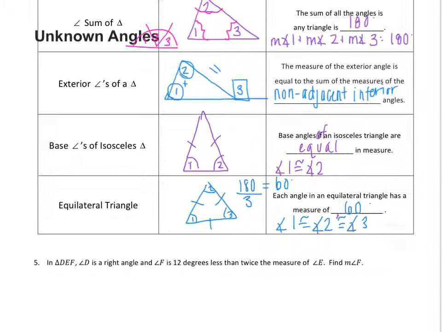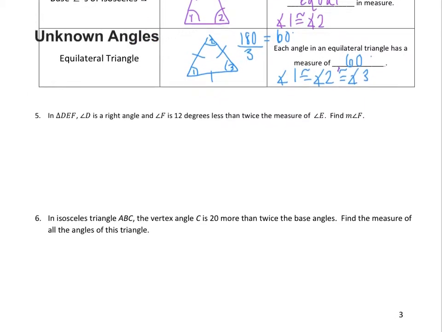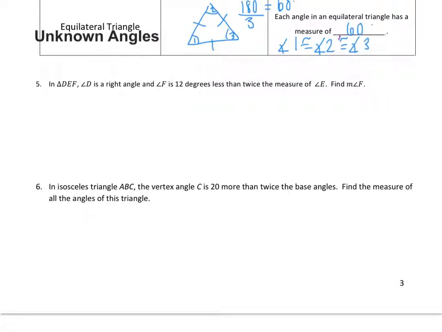So now we're going to take a look at a couple example problems. Number 5 here says, in triangle DEF, angle D is a right angle, and angle F is 12 degrees less than twice the measure of angle E. Our goal is to find the measure of angle F.